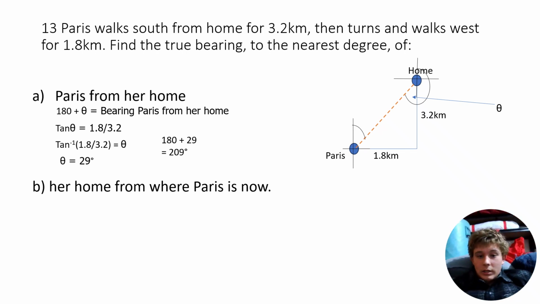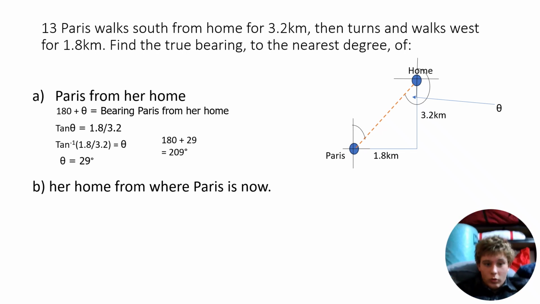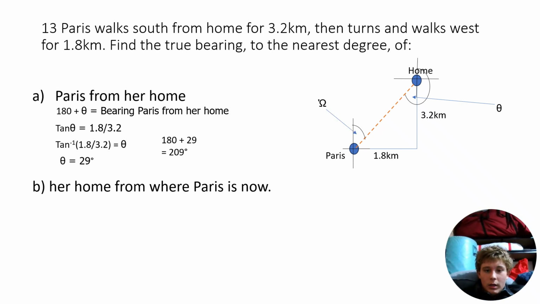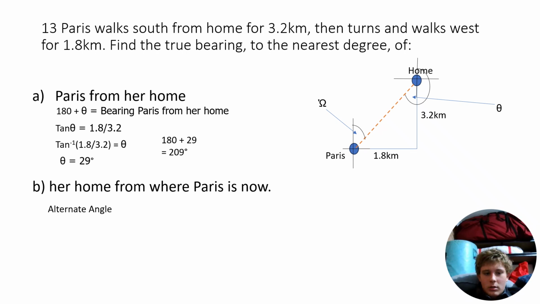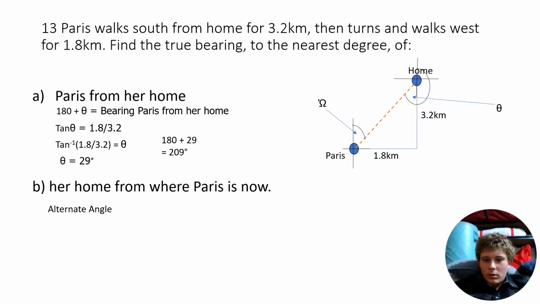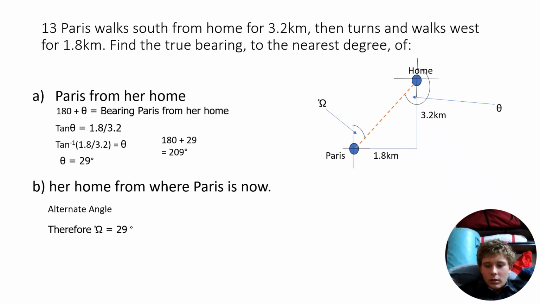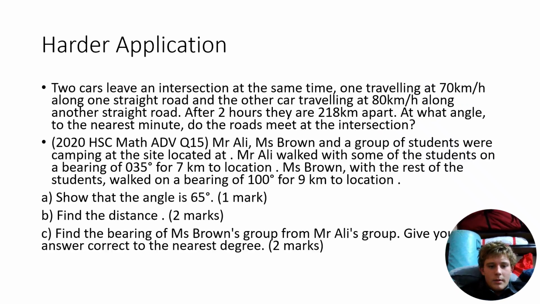Now, her home from where she is now is a different story. We're going to call that angle omega. If you remember our alternate angles, theta and omega are alternate, so they're equivalent to each other. Therefore, omega must also equal 29.